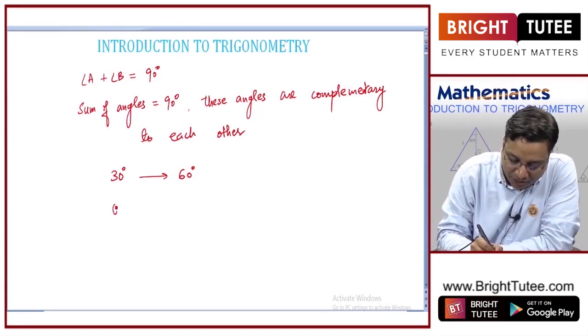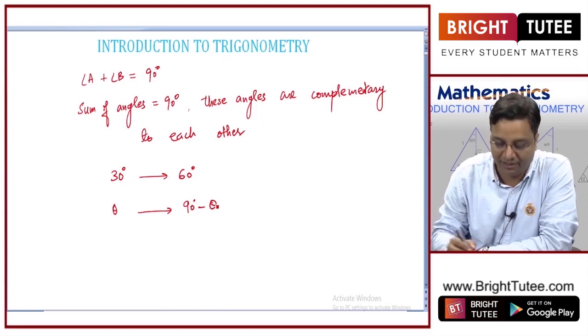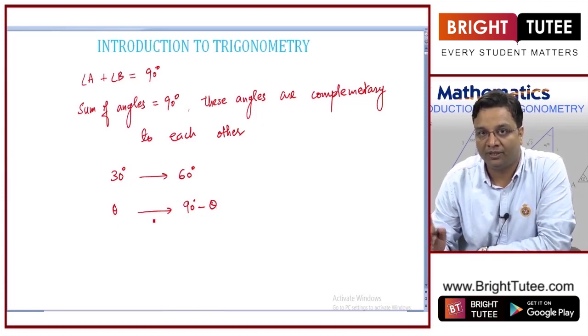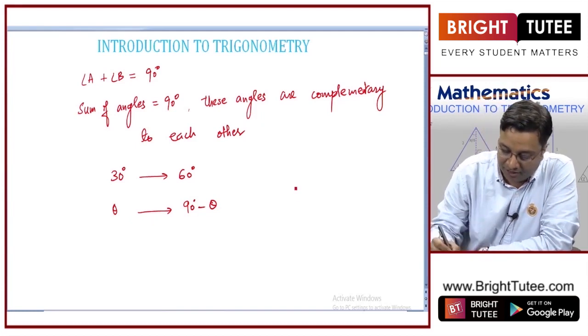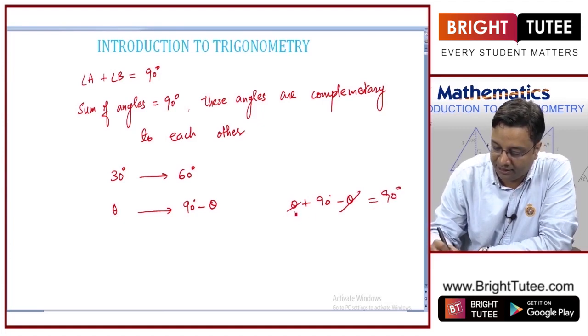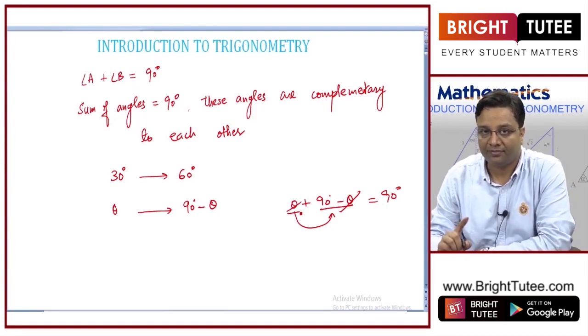If I ask you what is the complementary angle of theta, you will have to say 90 minus theta, right? Because the sum of theta and 90 minus theta is equal to 90, because theta will get cancelled. Theta plus 90 minus theta will give you 90. Hence, these two angles are complementary to each other, right?